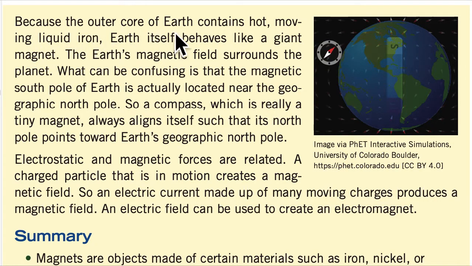Because the outer core of Earth contains hot, moving, liquid iron, Earth itself behaves like a giant magnet. The Earth's magnetic field surrounds the planet. What can be confusing is that the magnetic south pole of Earth is actually located near the geographic north pole. So a compass, which is really a tiny magnet, always aligns itself such that its north pole points toward Earth's geographic north pole.